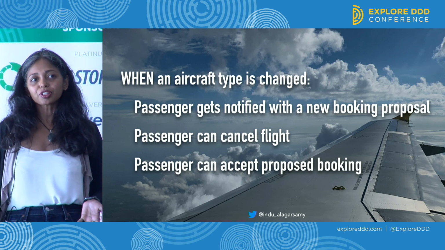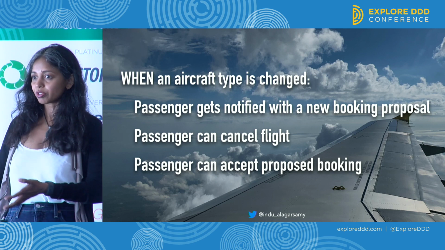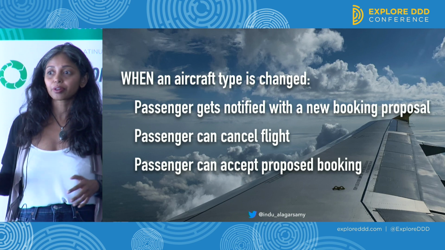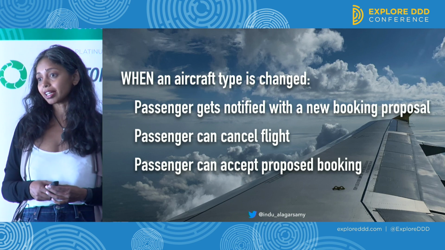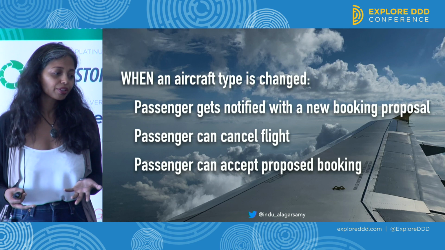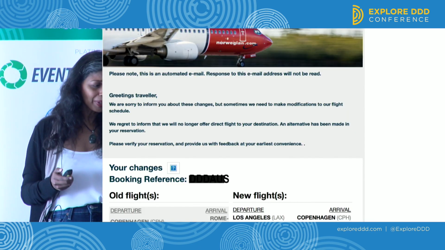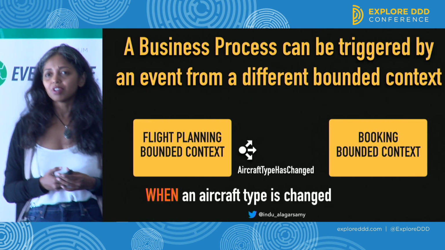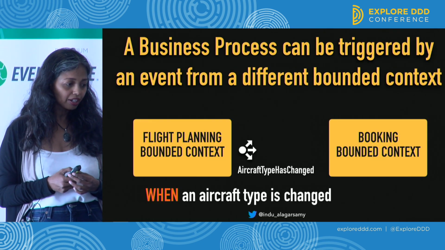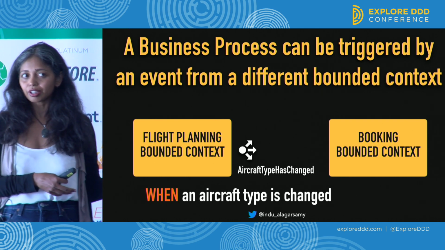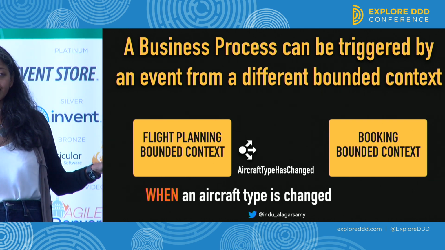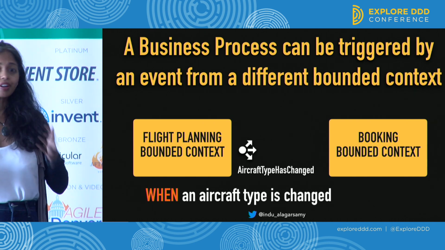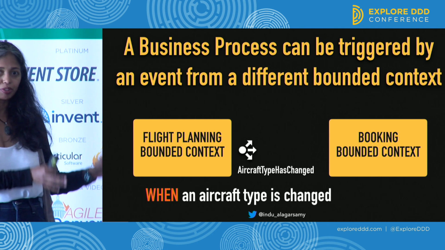So I have this option to either accept their new proposal, or I have this option to say, you know what, I don't want to, this new route is so awful, just give me my money back. So let's say this is a use case. By the way, this is the email I got. If we take this example, a business process could be triggered by an event from another context. In this case, the flight planning context is the one that says, hey, aircraft type has changed. So it publishes this event.